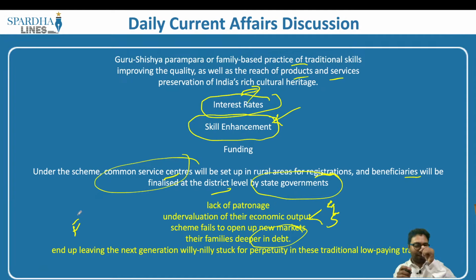So if people have taken debt, and if it is only within a particular family, it is only that family which is continuing to perform this particular good or the services, when they are not able to pay back the debt, this family does not have any other skill set, the individual will not have any other skill set, and ultimately this person from a particular caste will continue to stay in the same caste, performing the same kind of work, and he will not be empowered in a future generation. So this will end up leaving the next generation stuck for perpetuity in these traditional low-paying trades.